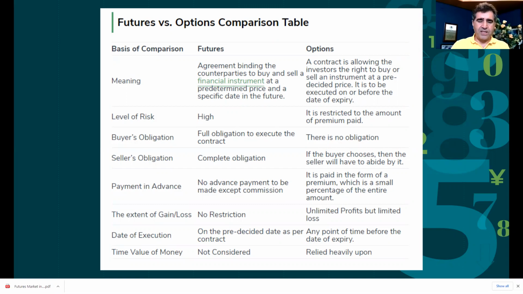Now the date of the execution: with futures, all of the contract is set, so you already know when it is settled. But with the options, you can do it anytime, any point of time before the date of expiration.